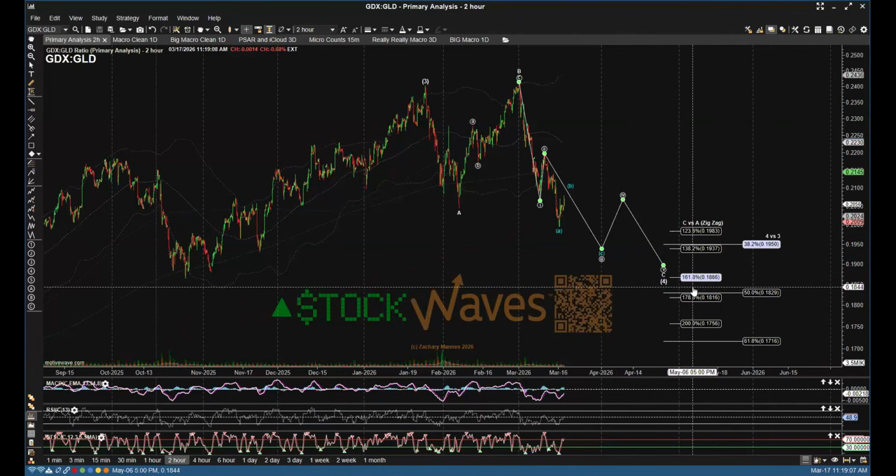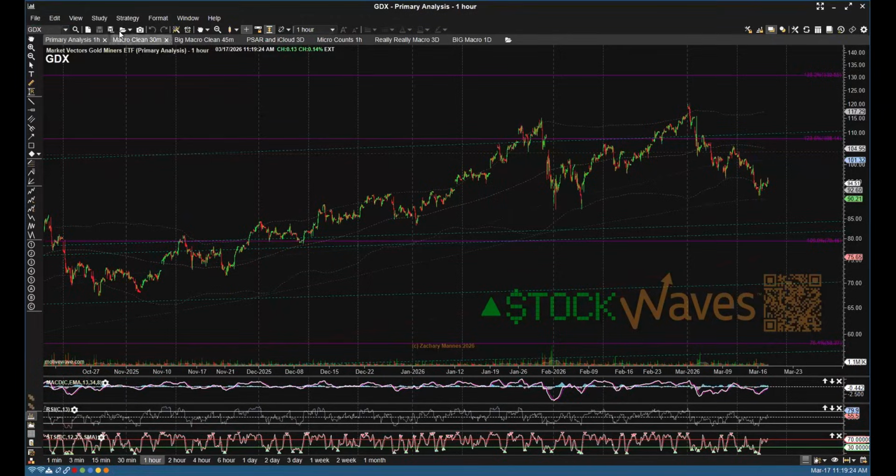And it's nice that that fits very closely with what we're looking at on the silver chart, in addition to matching the way that we're counting GDX itself. But when we do zoom in on GDX, there's a little bit of a nuance difference there.